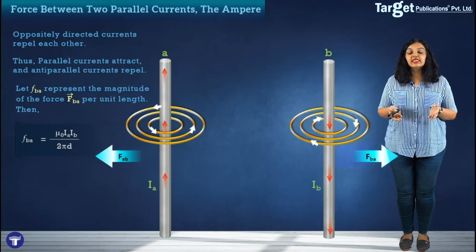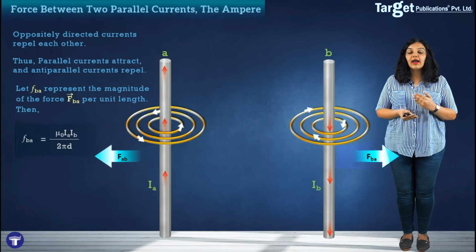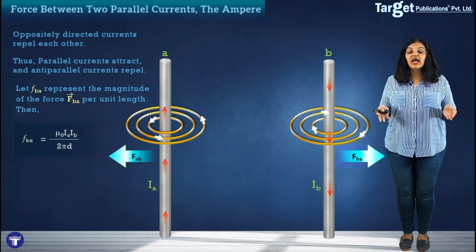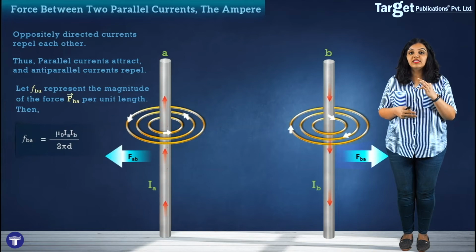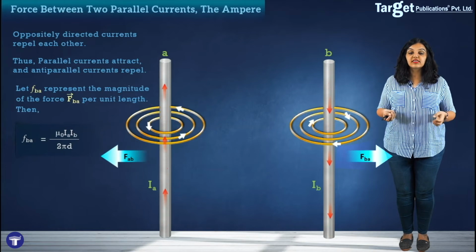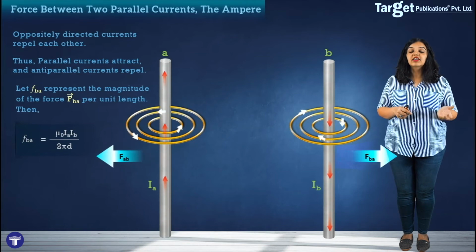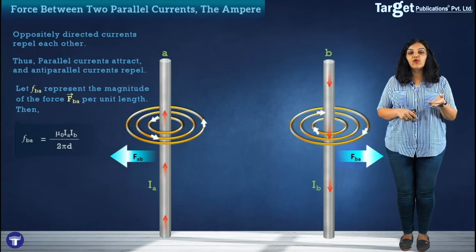The reason I'm writing it as the force per unit length is because this is used to define the ampere. The ampere is nothing but the current flowing through each of these conductors when they are placed 1 meter apart, and a force of 2 into 10 raised to minus 7 Newton per meter of length is acting on each of these conductors. In such a case, the current flowing through these conductors is said to be one ampere. So because the definition of ampere requires a force per unit length, we define this force in terms of its unit length.